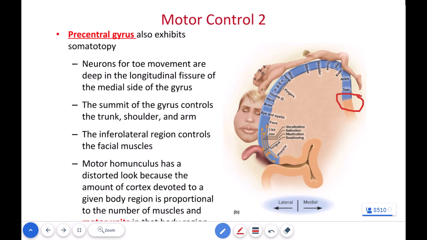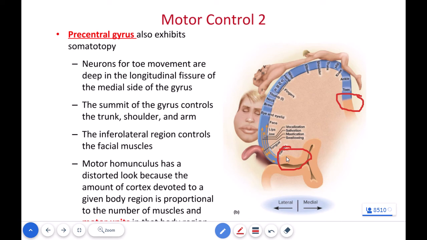Also, we don't have a lot of voluntary movement of our visceral organs, so we don't have organs of the abdominopelvic cavity located down here, like we did in the somatosensory cortex. Other than those two notable differences, it more or less is analogous to the sensory cortex.